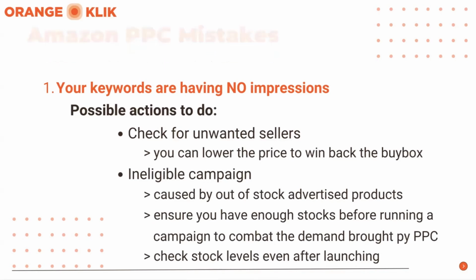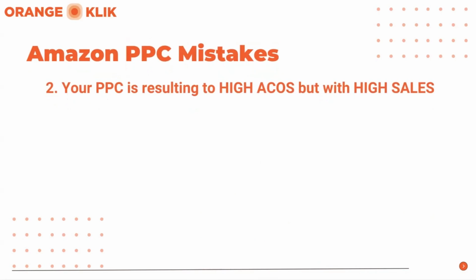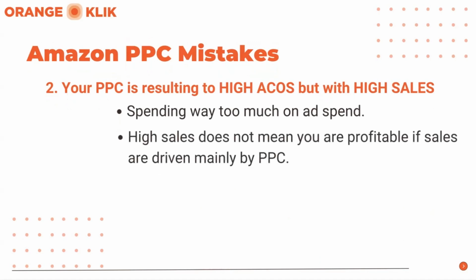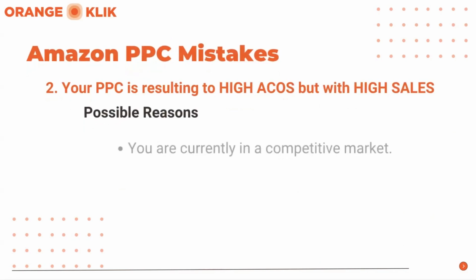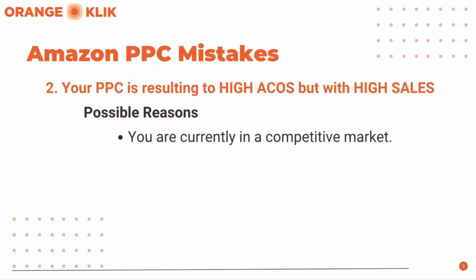The second Amazon PPC mistake that you might be committing is if your PPC campaign is gathering a high ACoS but with high sales. Now, what is wrong here? This means that you are gaining a lot of sales but it is diminished by the fact that you are spending way too much on ad spend. High sales does not always mean that it is profitable. It may be offset by the amount of ad spend, leaving you with less revenue. Possible reasons could be you are currently in a competitive market with ultra-optimized competitors ranking high on the right relevant keywords.